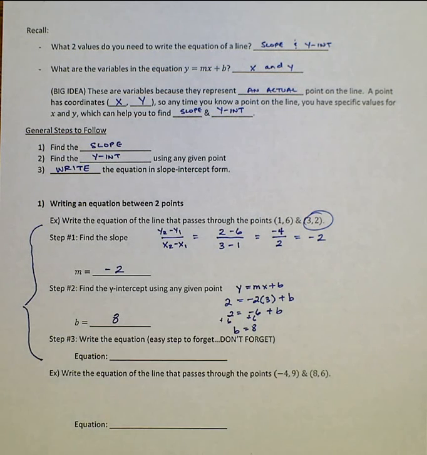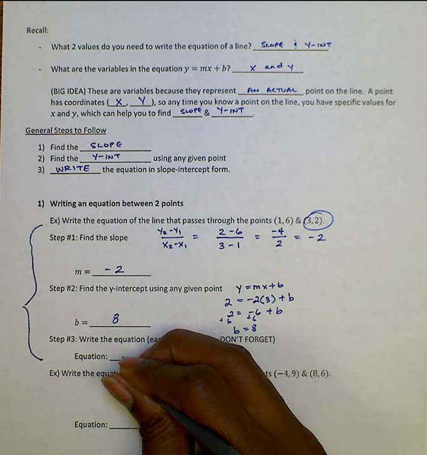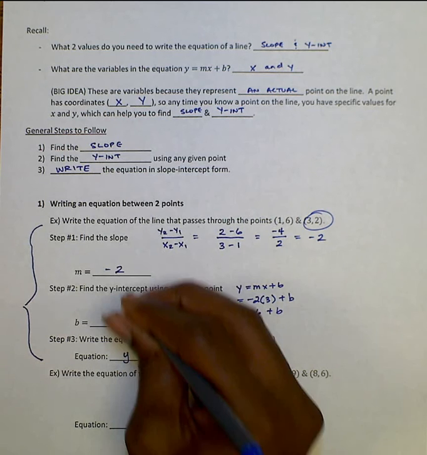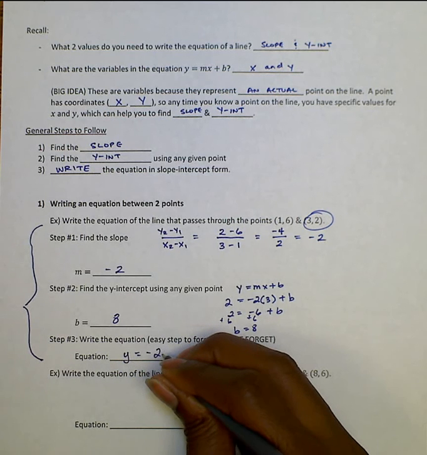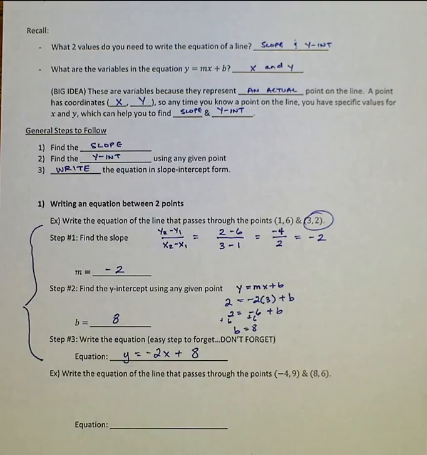And the third step, which is easy to forget because you've really done the hard work at this point. You found m, you found b, but bring it home by writing that equation out. y equals m, which is negative 2, x plus b, which is 8. So that's the equation of our line. y equals negative 2x plus 8.